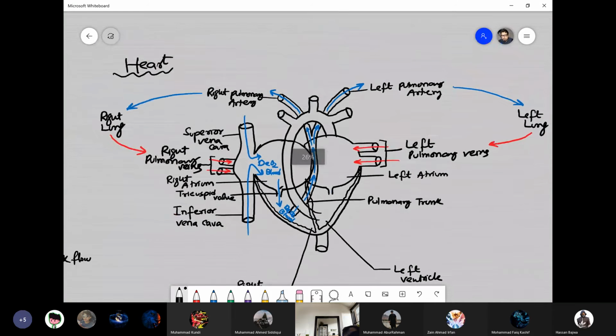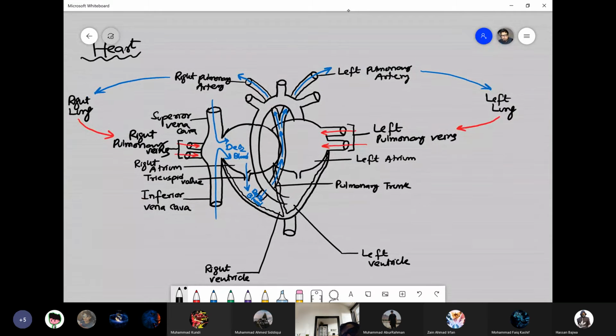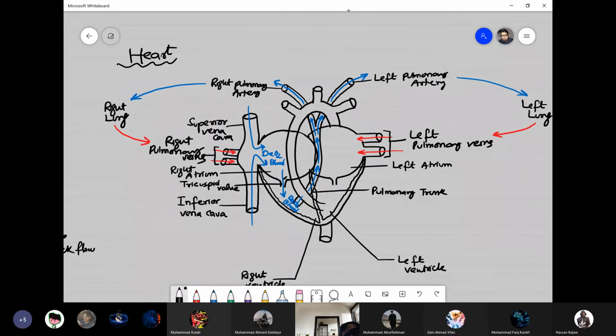Now boys, the blood from the left lung will enter into the left pulmonary veins. There are two of them. And these left pulmonary veins will bring the oxygenated blood back into the heart, into the left atrium, from the left lung. And these right pulmonary veins will bring the oxygenated blood from the right lung. Now boys, an interesting thing is that these right pulmonary veins go behind the heart and enter into the left atrium. They go from the back of the heart and enter into the left atrium. Understood, everyone?